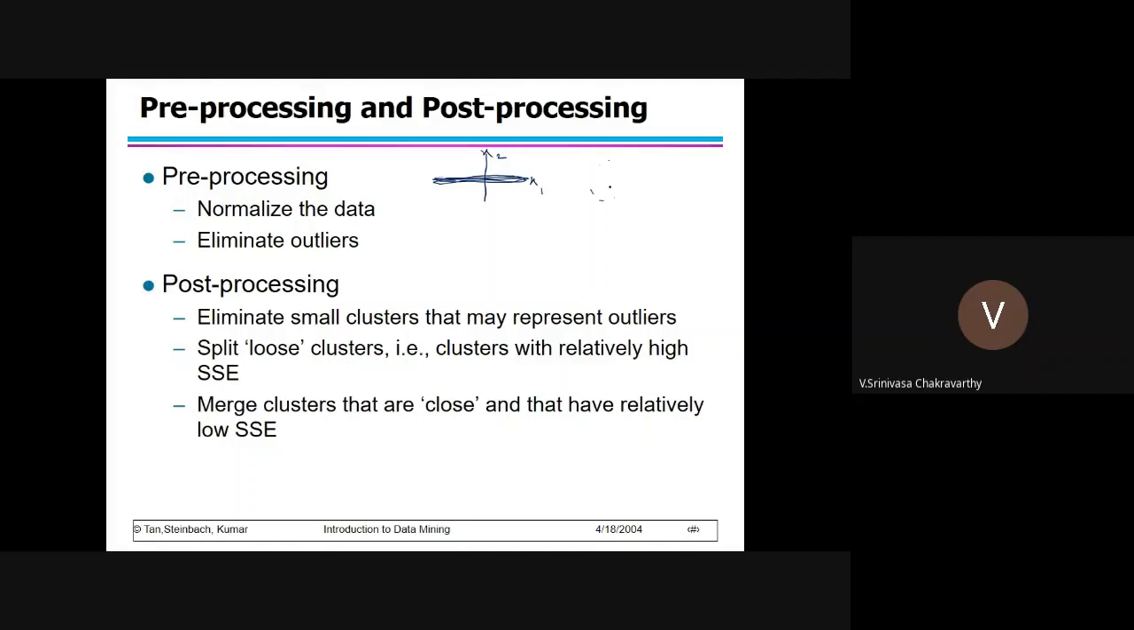Then you will get a more globular distribution, right? So this is after normalization.